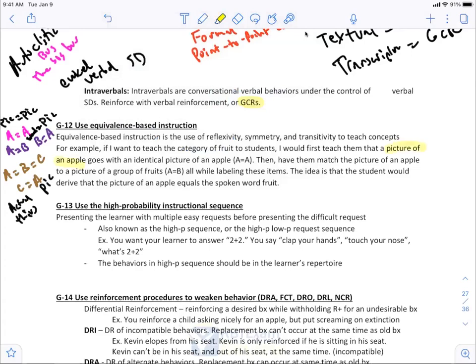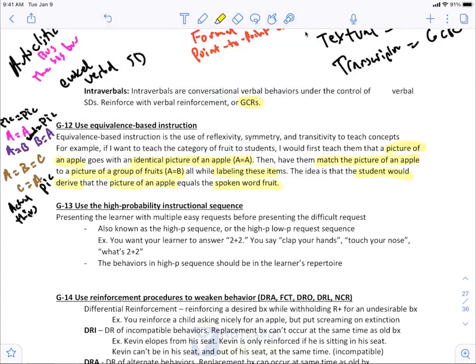Goes with an identical picture of an apple. Then have them match the picture of the apple to a picture of a group of fruits. So we're now in a category. We know the apple is part of that fruit. And then eventually, all while labeling these items with words, the student would derive that the picture of an apple equals the spoken word fruit.